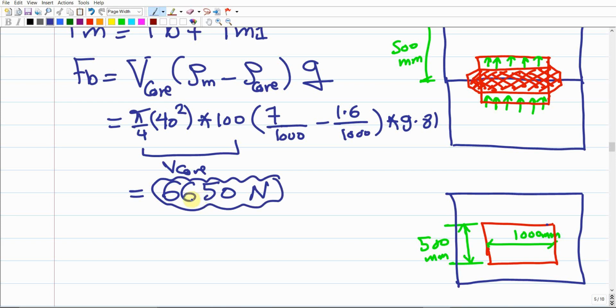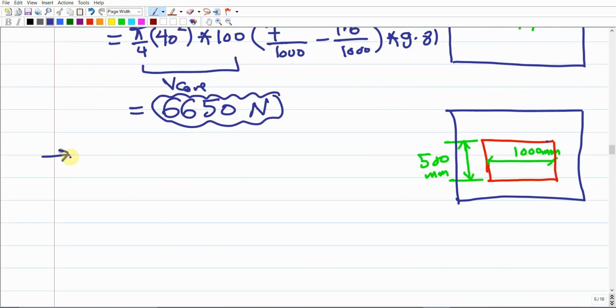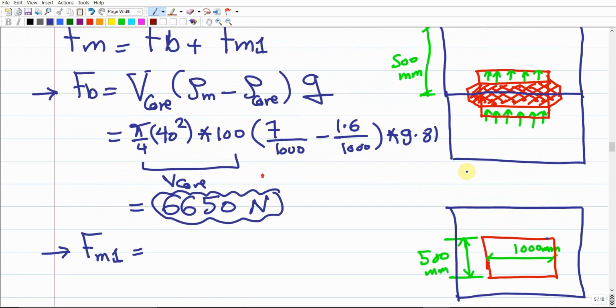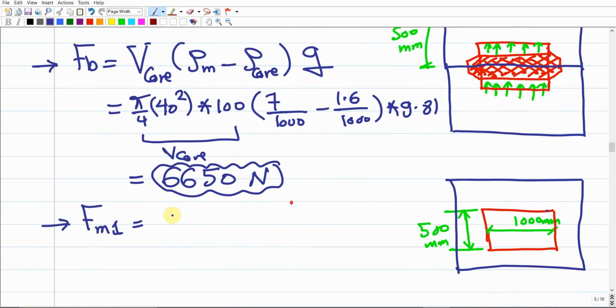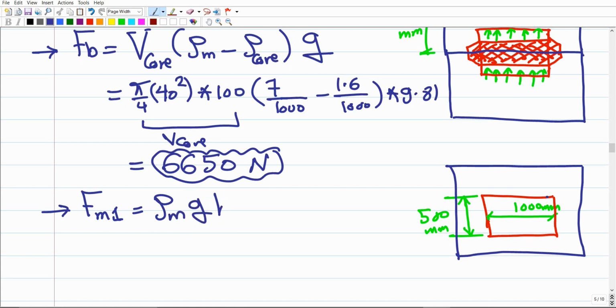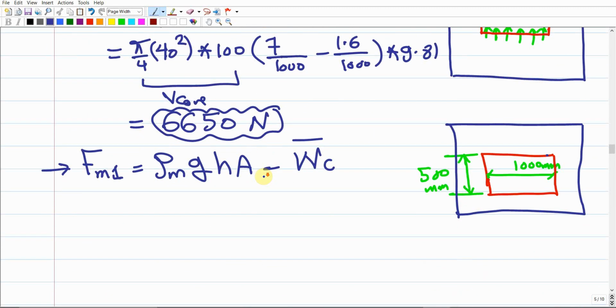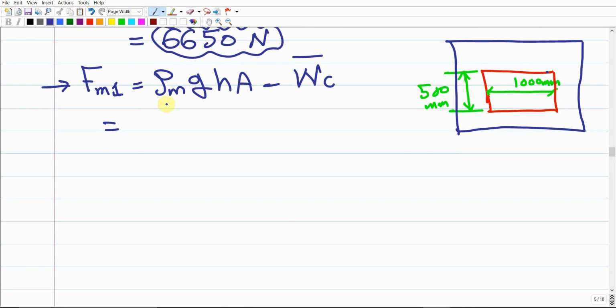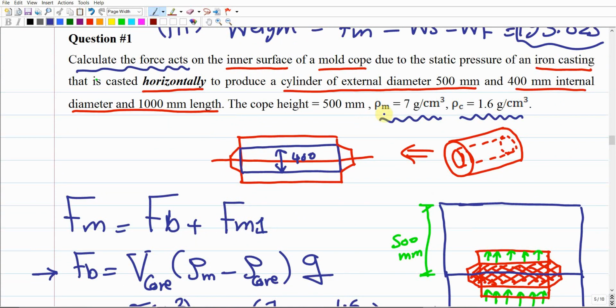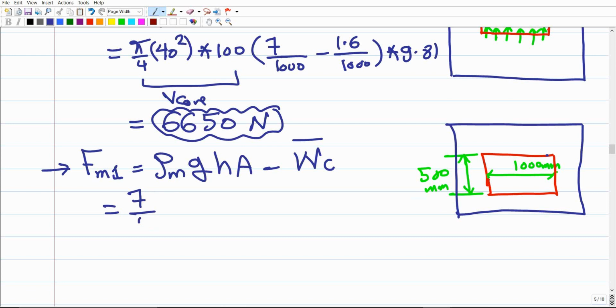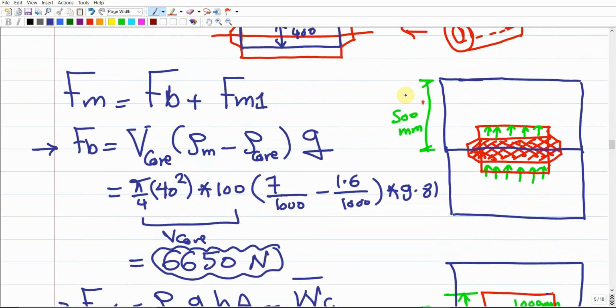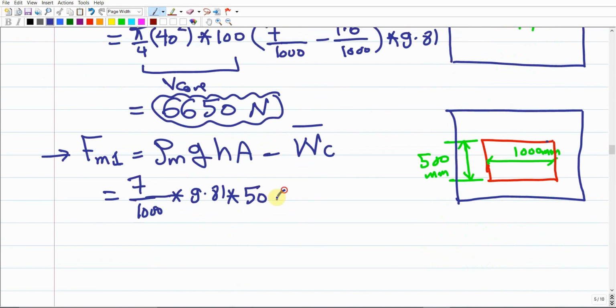So simply, this is for Fb. Then we're going to calculate Fm1, which is the buoyancy force acting on the cube. This force comes from Fm, which is rho m g h A, minus the weight of the portion of the casting that is already located in the cube. Here we have half of the casting already inside the cube, which means this half should be subtracted. The mass density of the metal is given as 7 grams, so it's 7 over 1000 to convert from gram to kilograms, times 9.81, times the height of the cube, which is 500 millimeters, so it should be 50, times the projected area.